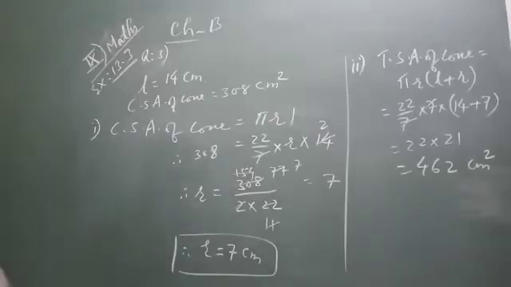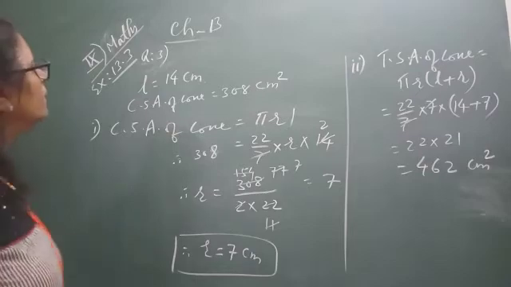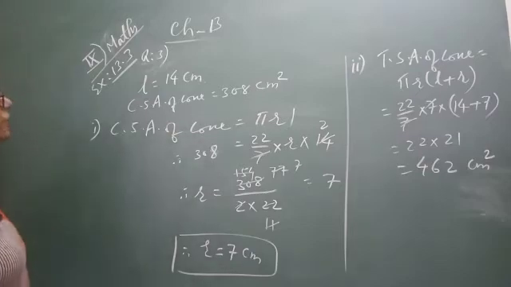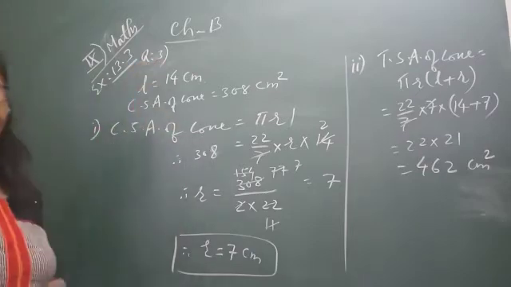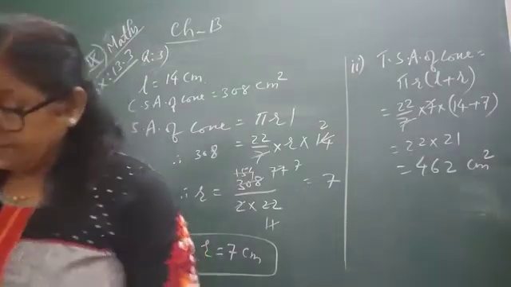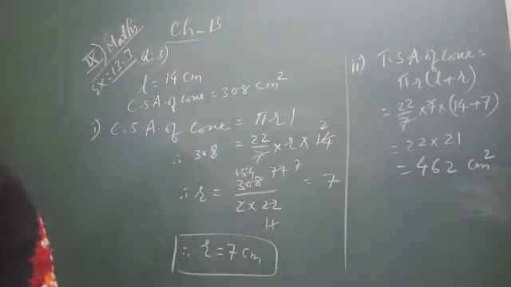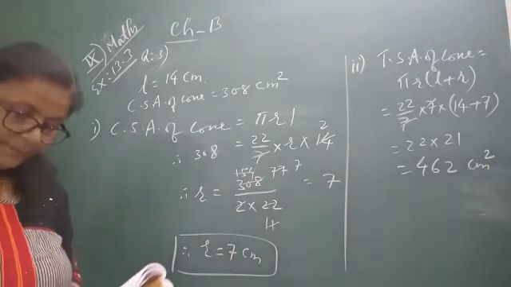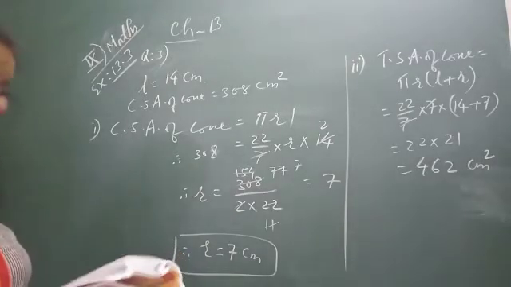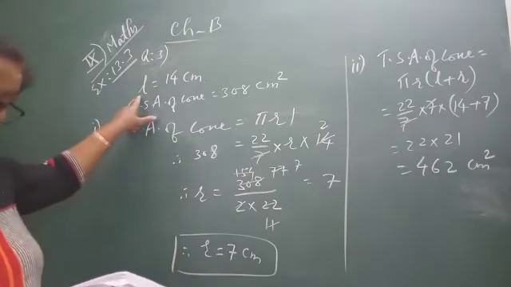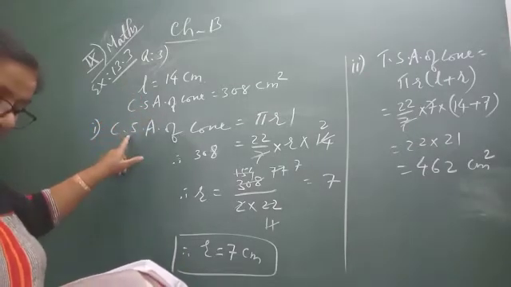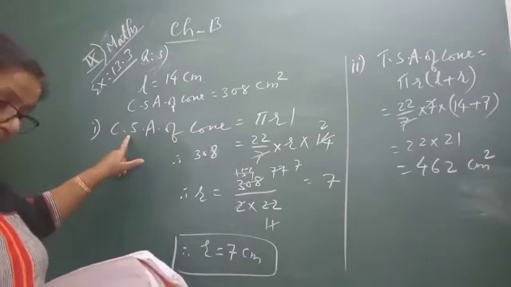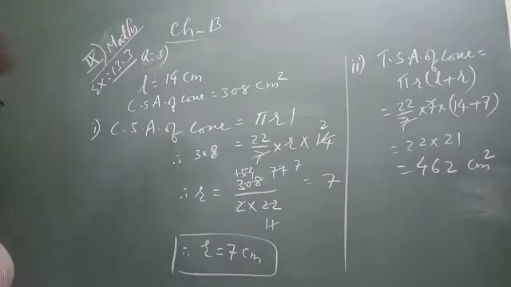Good morning, students. Now let us continue chapter number 13, exercise 13.3, question number 3. The question is like this: the curved surface area of a cone is 308 centimeter square. Its slant height is 14 centimeter. Find first the radius of the base and then the total surface area of the cone.